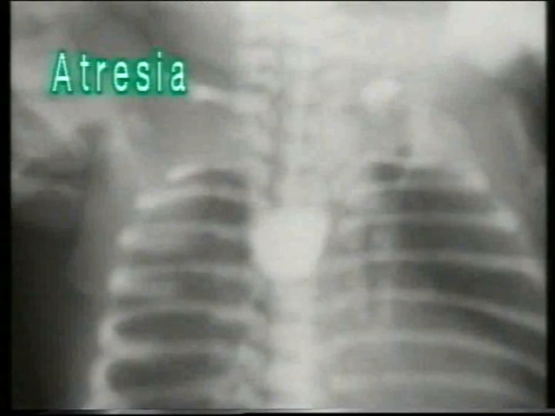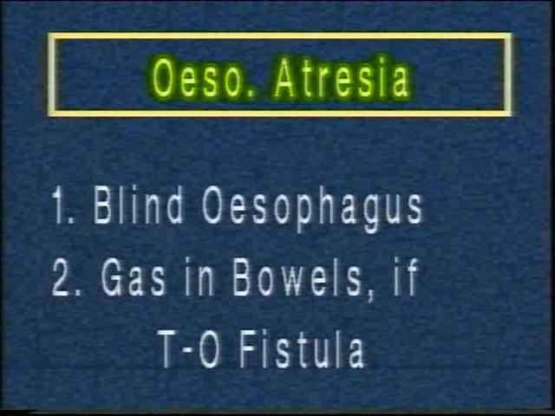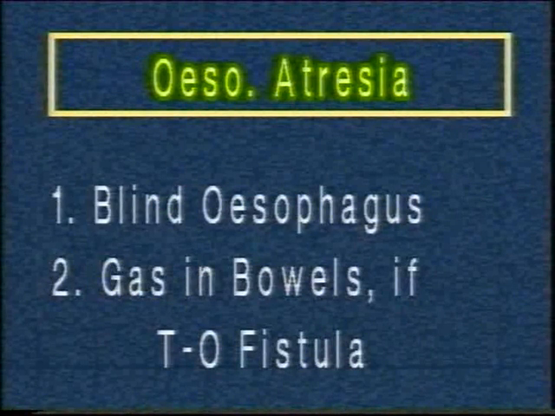This is X-ray of another child showing a blind esophagus. You can see the infant feeding tube and the blind convex lower end of the esophagus. The abdomen shows gas in the intestines. So this is esophageal atresia with a tracheoesophageal fistula. So the radiological features of esophageal atresia are a blind esophagus and presence of gas in the stomach and intestines if there is a tracheoesophageal fistula.